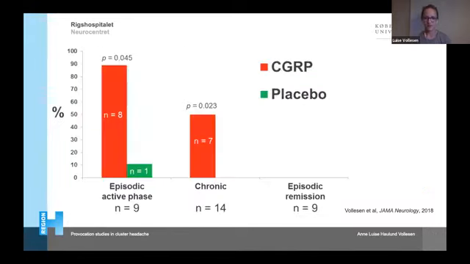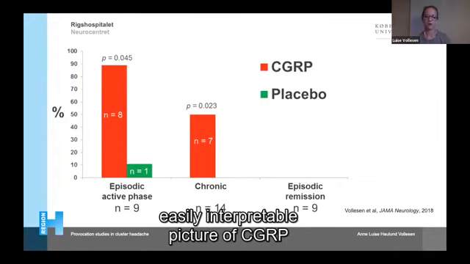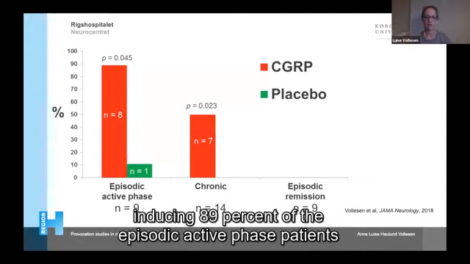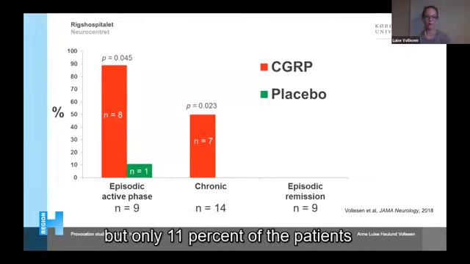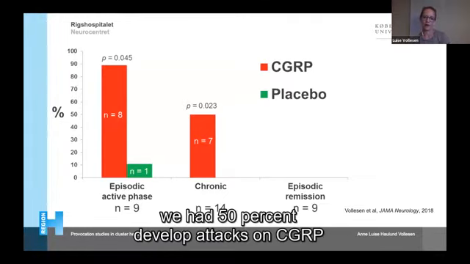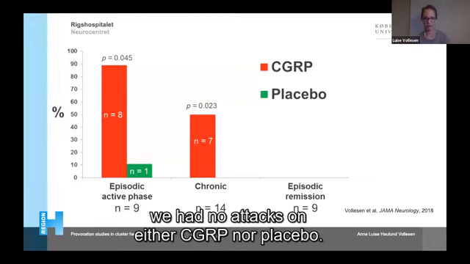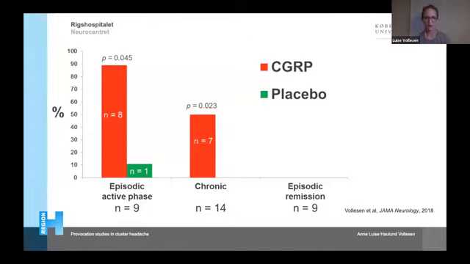And what we found was, I think, a very easily interpretable picture for the episodic patients: CGRP induced attacks in 89% of the episodic active phase patients, but only 11% responded to placebo with an attack. In the chronic group, 50% developed attacks on CGRP, but none on placebo. And in the remission group, we had no attacks on either CGRP or placebo.